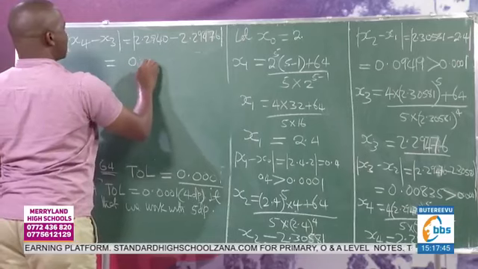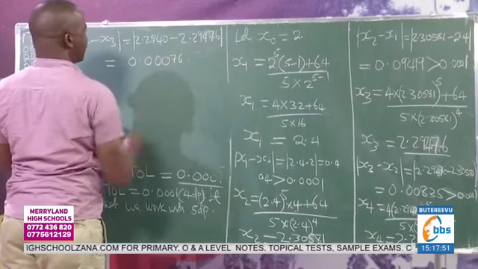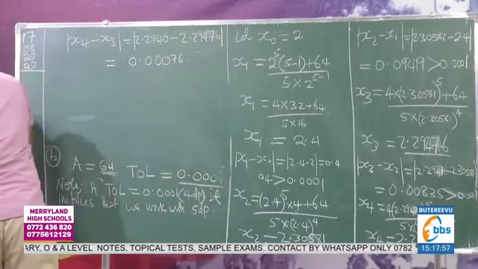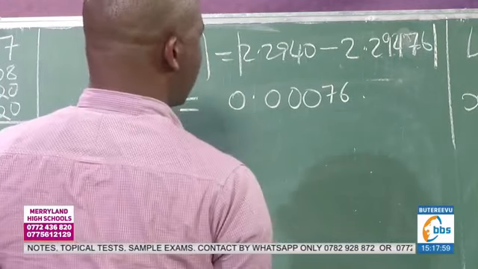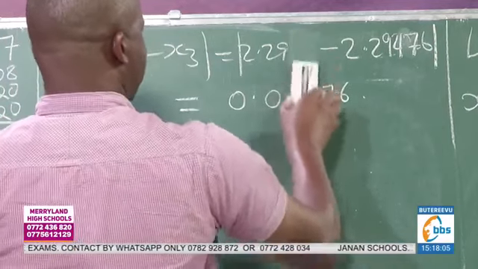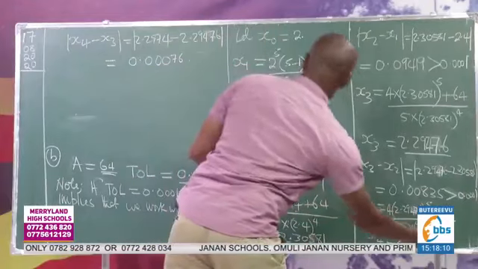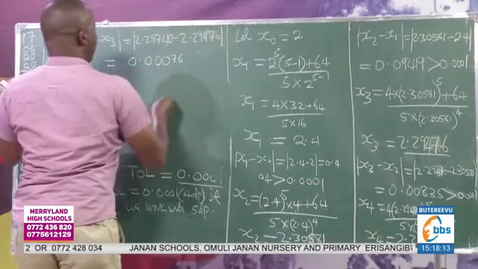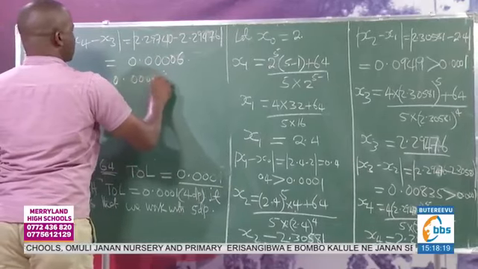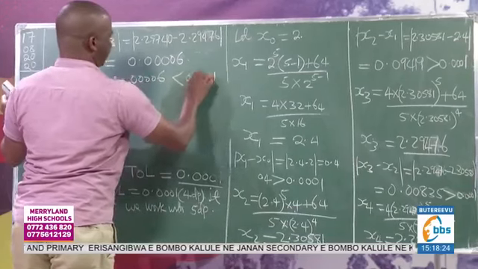So we get 0.00006, which is now less than 0.0001. It is supposed to be now less. There were 3 zeros, then 1.